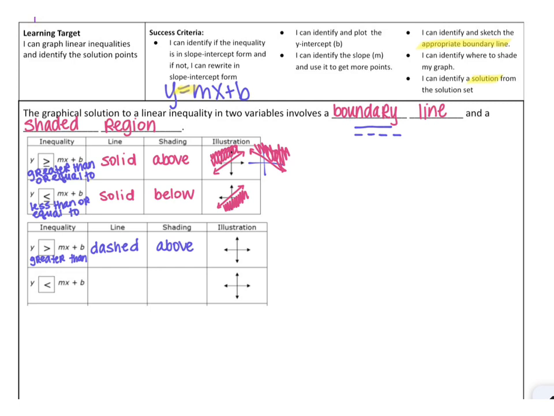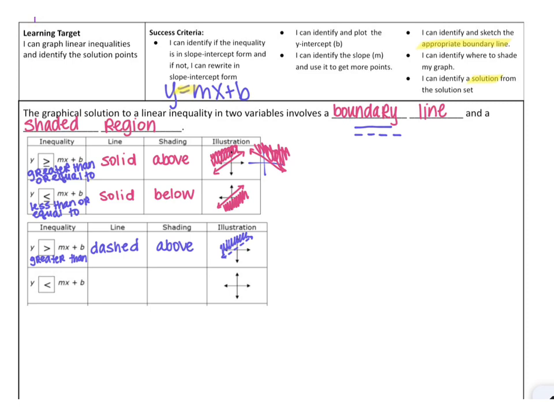Oh, I didn't even change my color there. We'll keep it in purple for this one. So now I have that line. I could have the same exact line, but it's going to be dashed. And then the shading is going to be above. So it's still going to be anywhere greater than that line. It's just not going to include that boundary line.